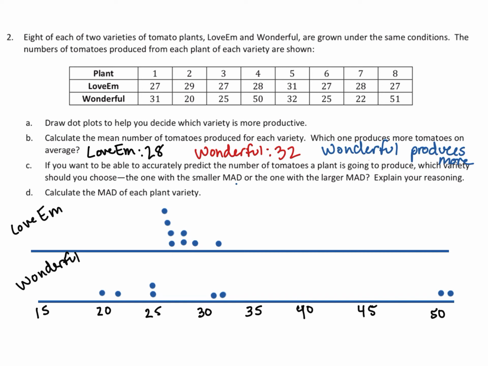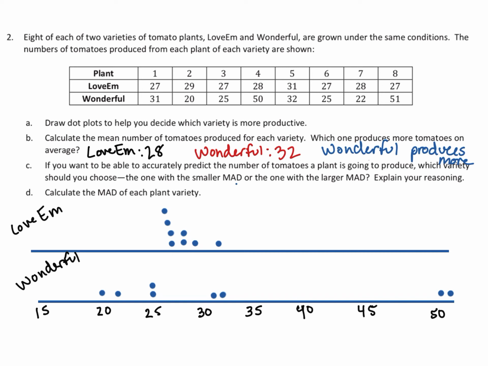Now we need to calculate the MAD for each plant variety. 27 is 1 away from the mean of 28. 29 is also 1 away from the mean of 28. 28 is 0 away from 28. 31 is 3 away from 28. 29, 30, 31. 27 is 1 away, 28 is 0 away, and 27 is 1 away.